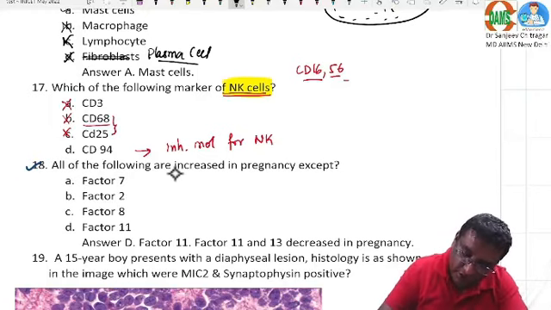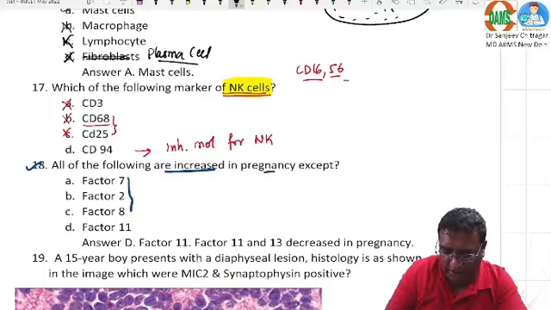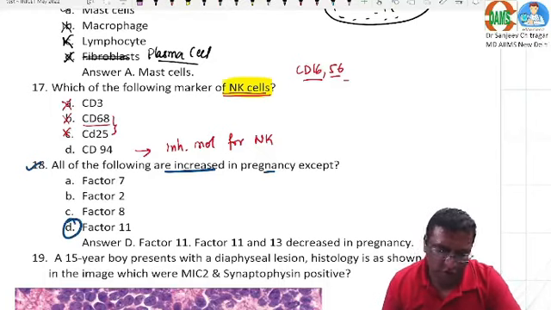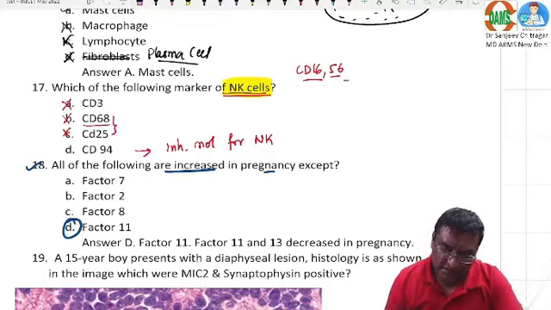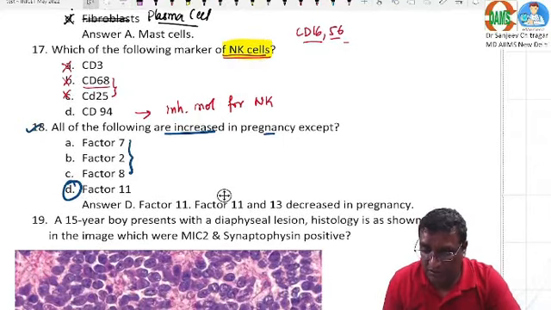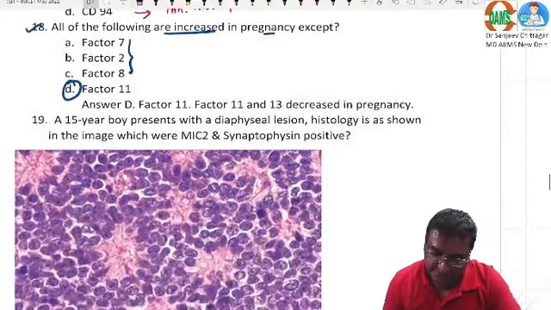Which of the following are increased, except? So it is fact oriented. The answer is option D in this. Factor 11 and factor 13 also decrease in pregnancy. Basically all other coagulation factors are positive acute phase reactants. They increase in pregnancy. So I do not know what the examiner was asking about there.